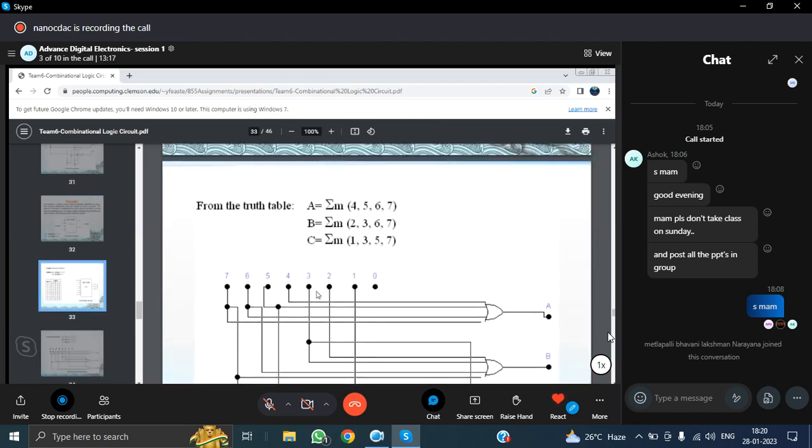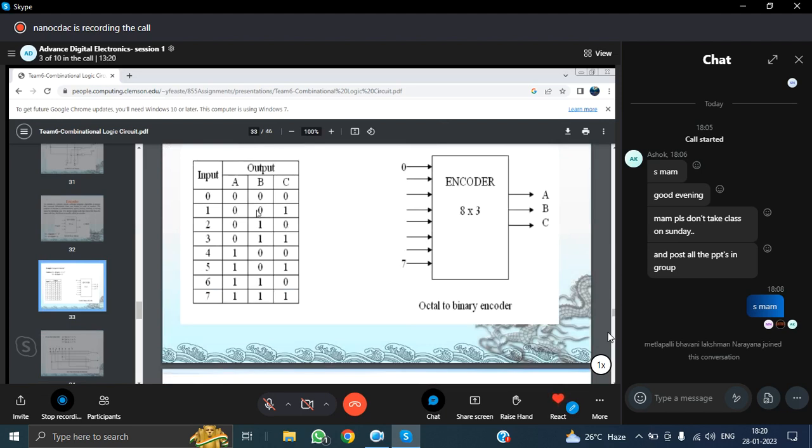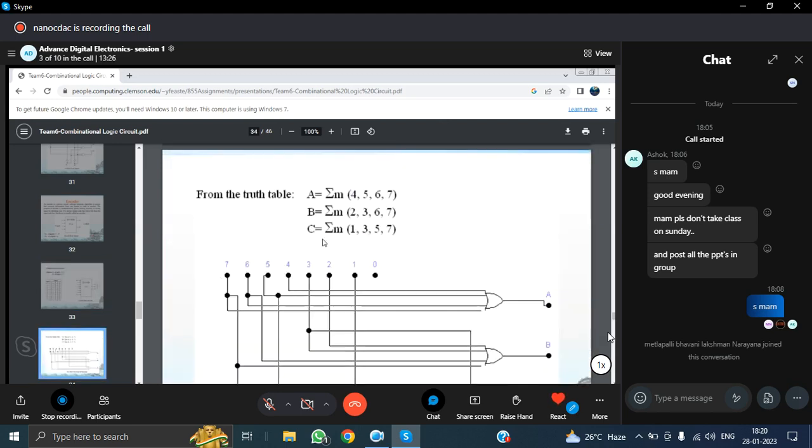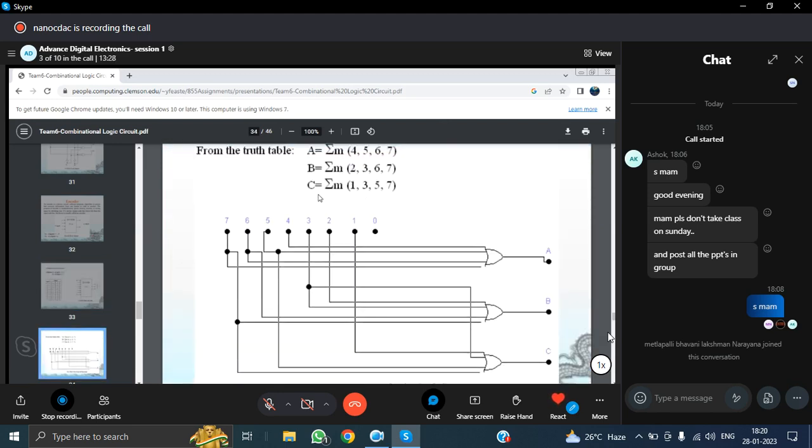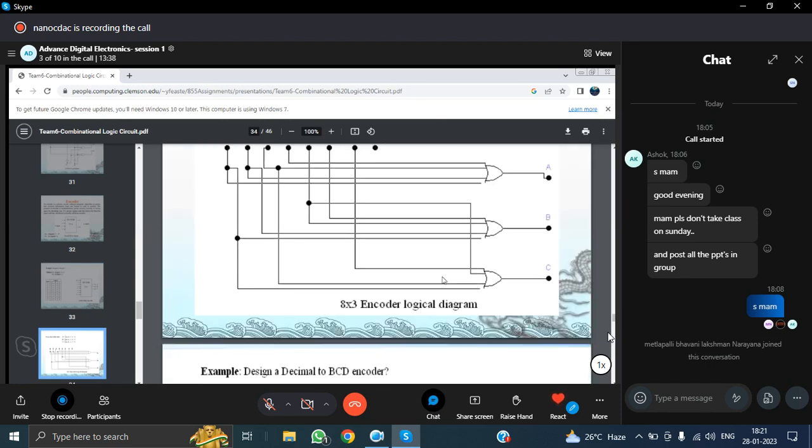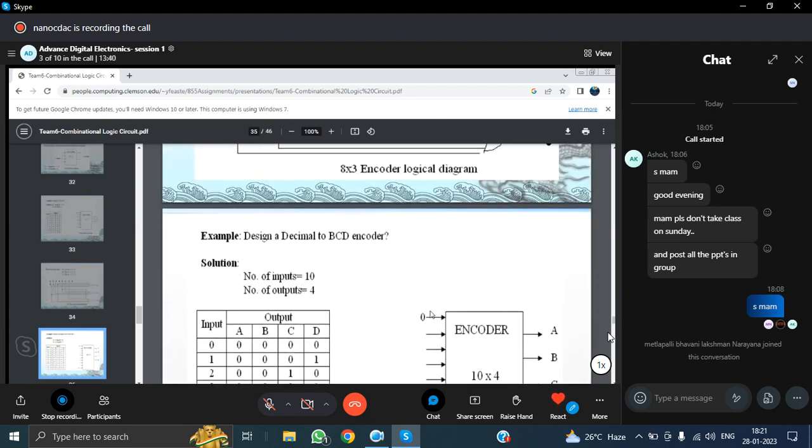To design this encoder, you need to write the logic equation for A, B and C. If you write the logic equations for A, B and C, then sigma 4 5 6 7 for A, and so on. If you map it in the K-map, you will get the logic diagram like this. I will show you, we will design it. After this PPT, we will design the circuits. I will show it in the notepad, don't worry.